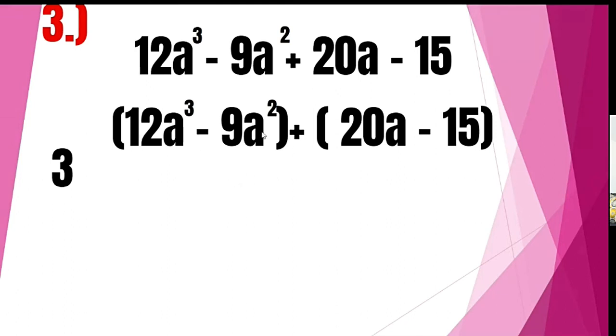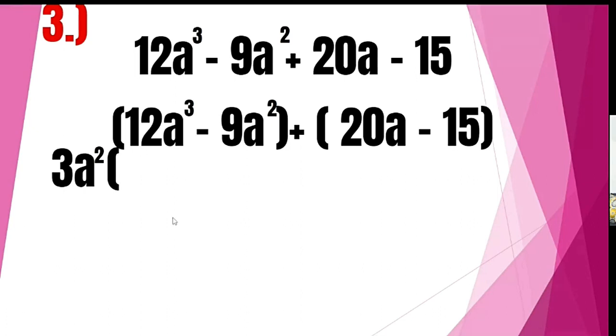Copy ulit yung variable. Pareha silang may A. So, lagay natin yung A dito. And then, copy the lowest or the least exponent, the smallest exponent. So, we have 2. So, copyan natin yung 2 dito as the GCF. So, this is our GCF for the first two terms.